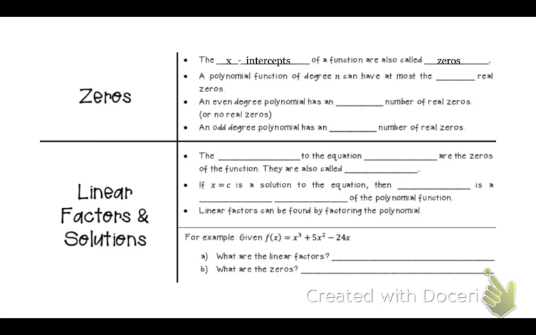A polynomial function of degree n can have at most n real zeros. So if it's like a degree 4, it could have at most 4 real zeros. If it was a degree 7, it could have at most 7 real zeros. And an even polynomial has an even number of zeros. An odd polynomial has an odd number of zeros. Okay, and then the solutions to the equation f of x equals 0 are the zeros of the function, and they're also called the roots. Okay, and if x equals c is a solution to the equation, then x minus c is a linear factor.